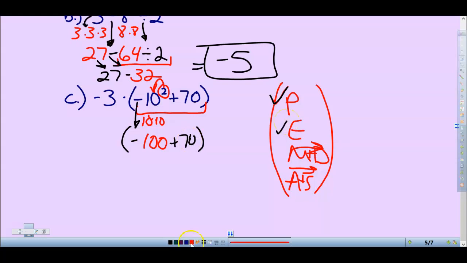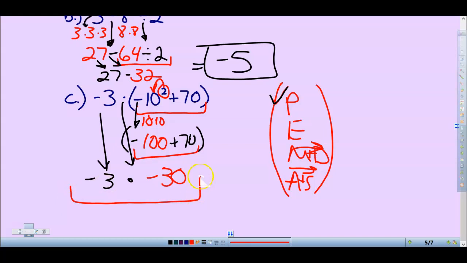Okay, still working inside that parentheses because, hey, we technically haven't finished that first step of parentheses. In order to finish parentheses, we have to have one value inside those parentheses. We don't have that yet. So we have to do that last step and take negative 100 plus 70. And we get negative 30. Now we have completed with those parentheses. We do not need those parentheses any longer. We just have one value. So bring everything else from that original top problem down. And now we only have one operation left, that multiplication. So it's negative 3 times negative 30. We get positive 90.